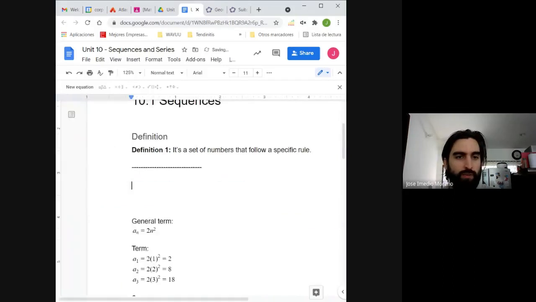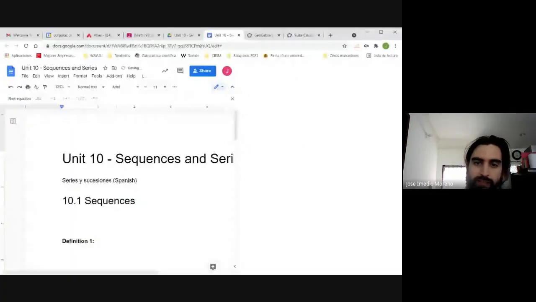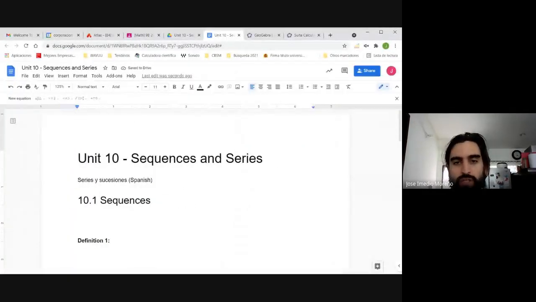Sequences and series. Okay, I'm going to erase this part as well. Okay, sequences and series. This is a new unit. You will see it is not a difficult unit.